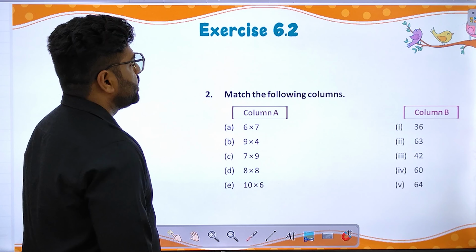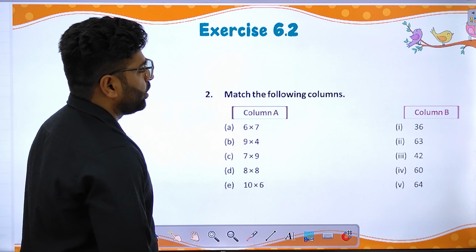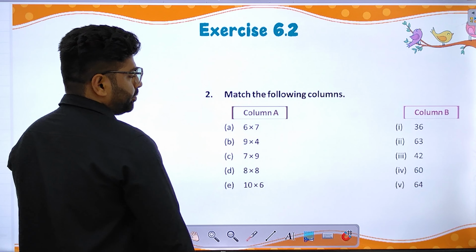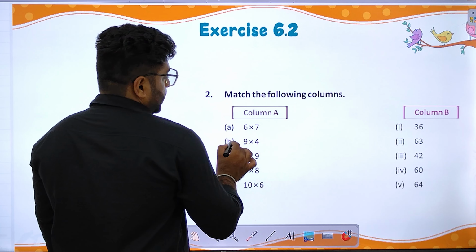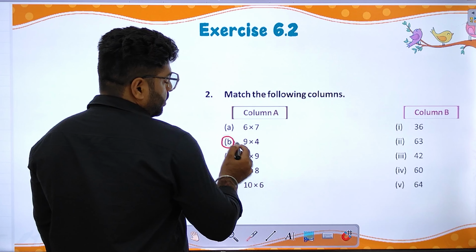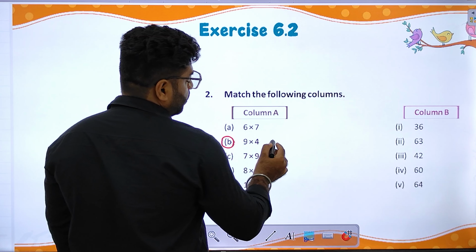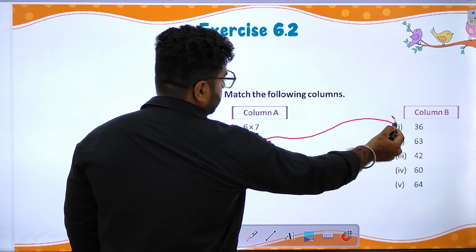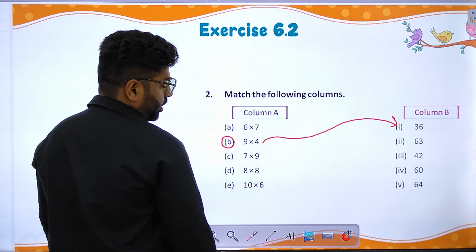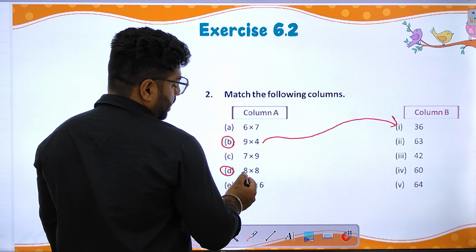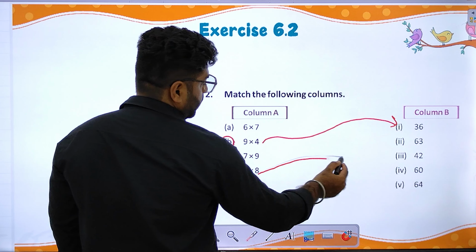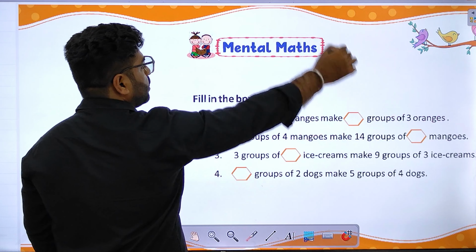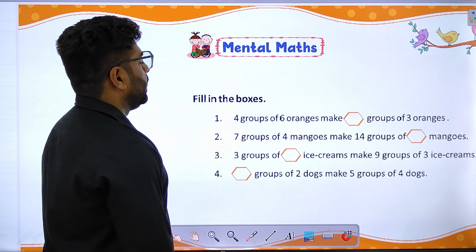Now we are having exercise 6.2, question number 2, match the following columns. Here we are having column A and column B. So let's pick question number 2, B part, that is 9 into 4. 9 fours are 36. Have you seen 36 anywhere? Okay, here we are having the first point. Next, we will pick the D part. 8 eights are 64. So we will mark it here. That is the first point.